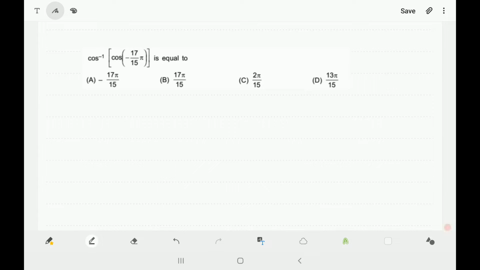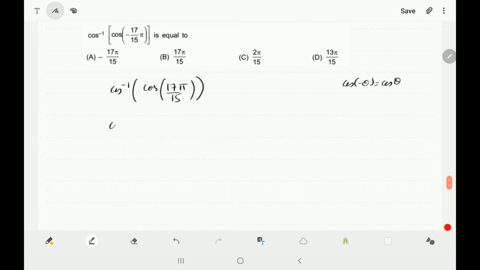In this problem, we have to find the value of cos inverse cos of minus 17 pi by 15. So can I write this term as cos inverse of cos of 17 pi by 15? Because cos of minus theta is same as cos of theta. Okay. Now this is already greater than pi, so it is not in the principal value branch. We'll try to convert it.